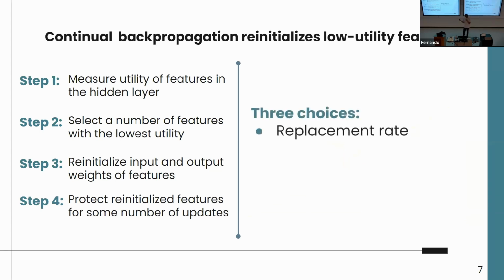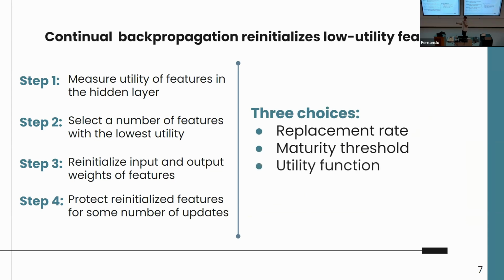First, there's the replacement rate, how many features and how often to reinitialize features. There's a maturity threshold, which means how long to protect a feature from being reinitialized. And then there's a utility function, which tells us how useful they are, so that we can rank them and then reinitialize the ones with the lowest utility. Any questions about how this works? Okay, so I'm going to move on.